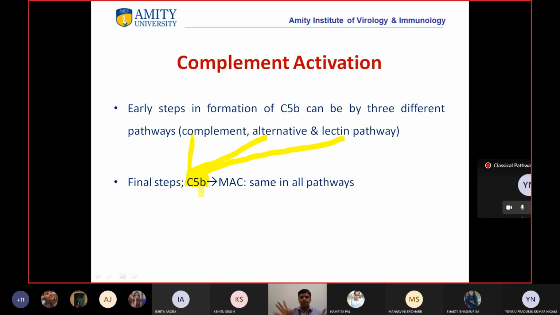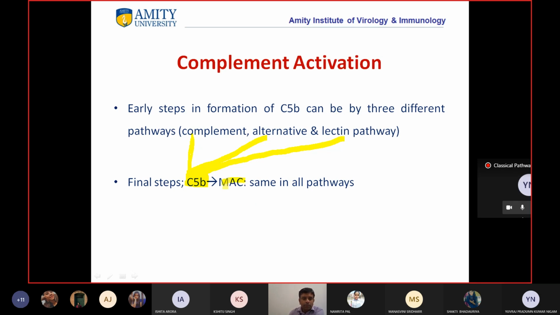Right, I hope with this example it's clear to you that it may be classical pathway, alternative pathway, or lectin pathway. Their initiation is different, as I showed in one of the slides, right? But at one common point, which is C5b, all the three pathways by different routes reach the point of formation of C5b. And from C5b, all the three pathways follow the same route to the formation of MAC.